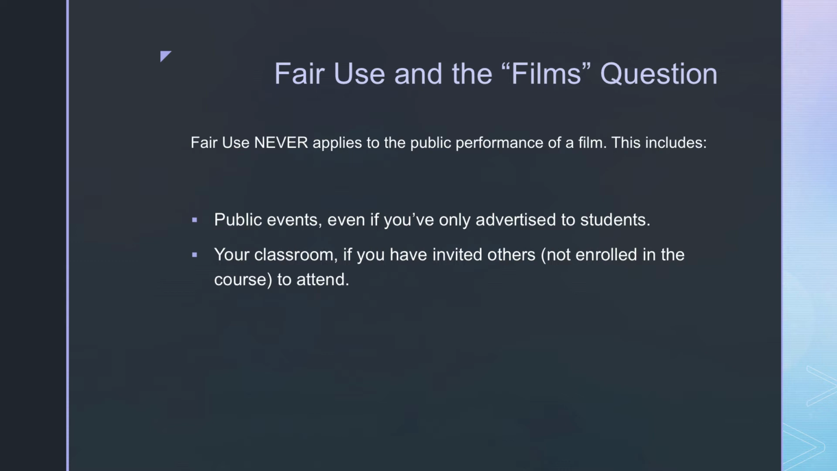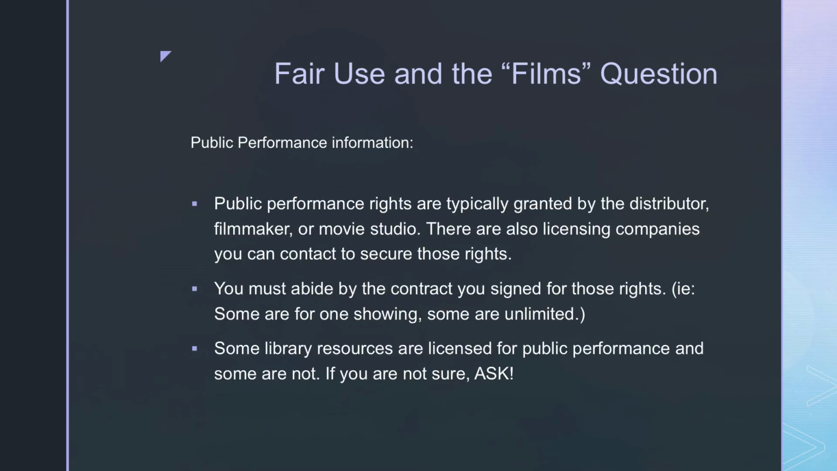In fact, you can't even show it in your classroom if you've invited other people who aren't enrolled in the class to attend. So let's talk a little bit more about public performance. Public performance rights are typically granted by a distributor, a filmmaker, or a movie studio. And there are plenty of licensing companies you can contact to secure those rights. If there's something you're really passionate about and you really want to show a film to a group outside of the classroom, that would be the next way to go. Once you do that, you have to abide by the contract. So if the contract says you can only show it once, then only show it once.